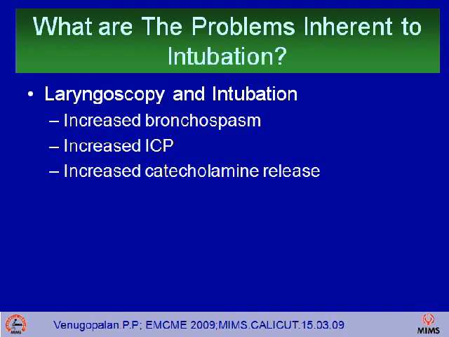What are the problems inherent to intubation? Why do you want to use RSI? Because laryngoscopy and intubation by themselves are a potent stimulus to the oropharynx and the respiratory tract. Intubation has an impact on the respiratory tract, like it will induce bronchospasm, and it increases intracranial pressure, which will commence the release of catecholamines.